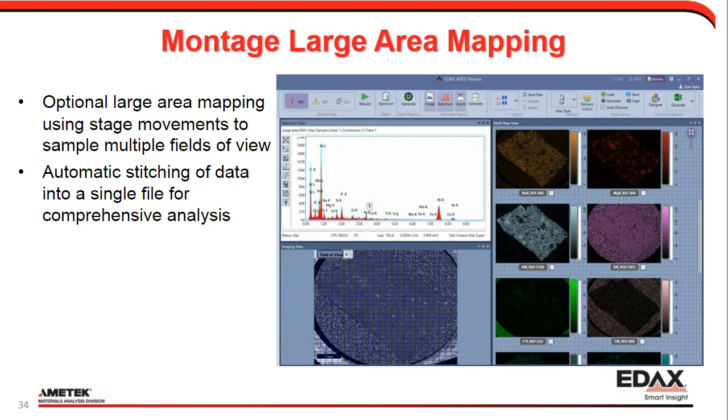The example I'm showing here is an entire 2.5 by 1.5 centimeter geological section. This was acquired by Montage Large Area Mapping. It consists of 24 by 27 fields of view. The full resolution montage map can be saved to your local drive by right-clicking the map and selecting the corresponding function.